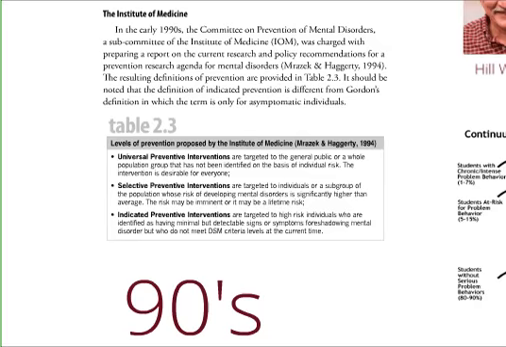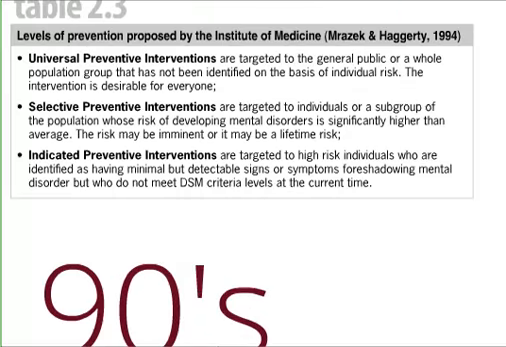In the field of mental health, the Committee on Prevention of Mental Disorders put together their own set of preventive levels based on work in public health, and they were pretty similar. There's a universal, selective, and indicated preventive level. But they're all focused on mental health instead of general physical health.